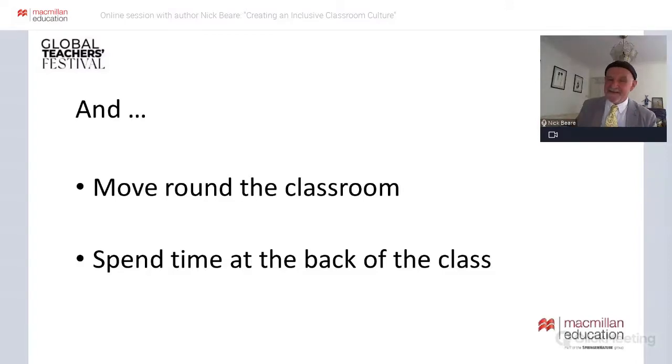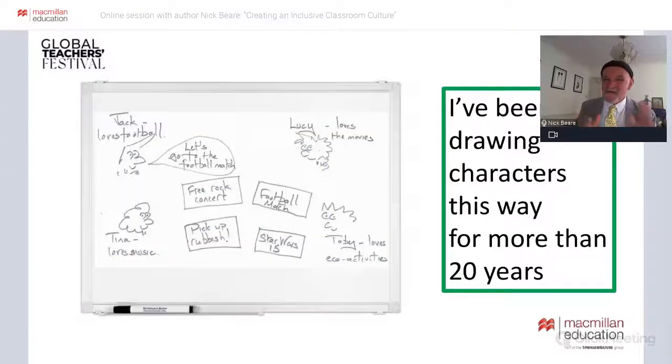This one. Now, teachers know about this one, moving around the classroom. They will say, oh yes, I move around the classroom. But often I've seen, and it's inevitable because I do it myself, moving around the classroom means moving over there a bit, and then back here, and then back there. And that's not really enough.